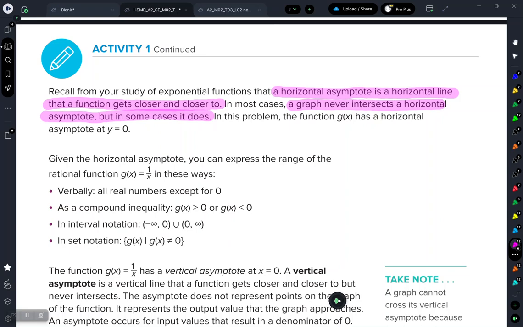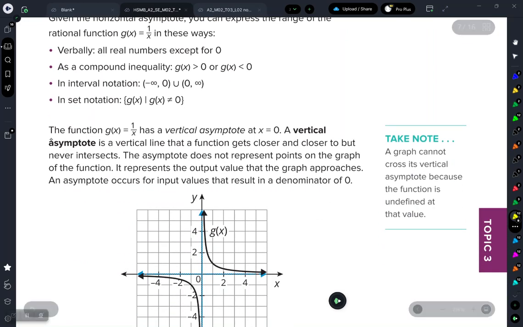That's what they're saying. But we also had a vertical asymptote. So the function g of x equals 1 over x has a vertical asymptote at x equals 0. A vertical asymptote is a vertical line that a function gets closer and closer to, but never intersects. In this case, it's not a maybe it will intersect. It does not intersect a vertical asymptote, okay? So why? And it says right here in the little take note, a graph cannot cross its vertical asymptote because the function is undefined at that value.